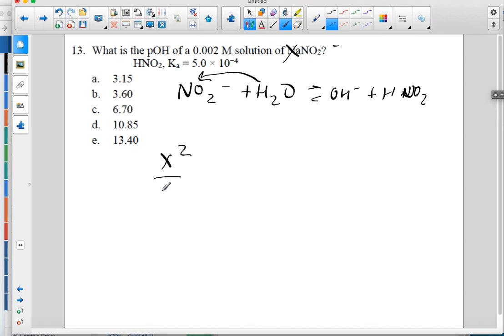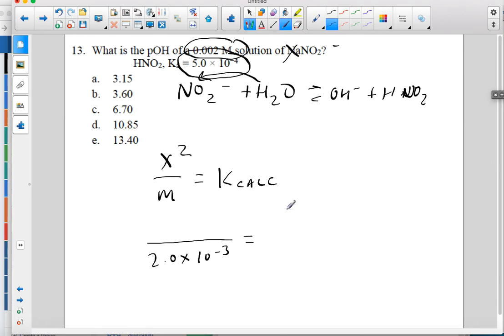Now it's the same idea. It's going to be x squared over molarity, except when it's an ion, we have to calculate Kb. That's the only difference. I'm going to take my molarity and put it into scientific notation, because that's how we're going to do all this. I'm going to take my Ka value, which is 5.0 times 10 to the negative 4th. Remember, Ka times Kb equals Kw. My Kw is 1.0 times 10 to the negative 14th. Because this is going to be basic, I need a Kb to solve for this, so I'm going to put my x on top.